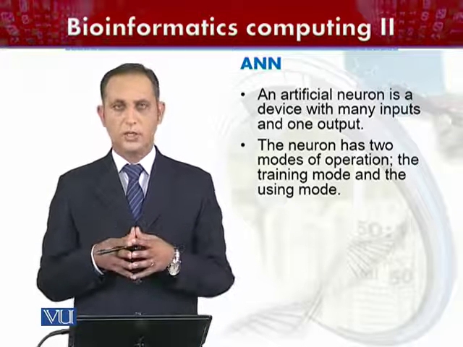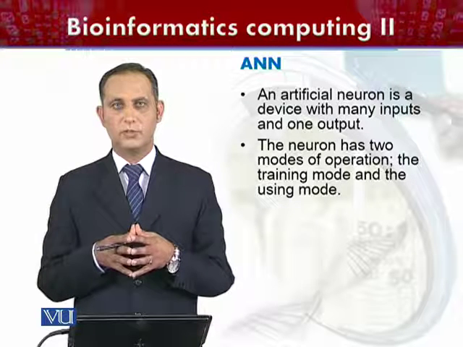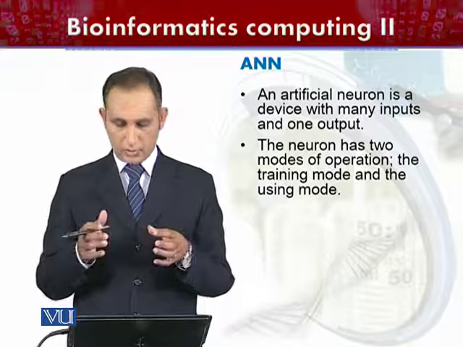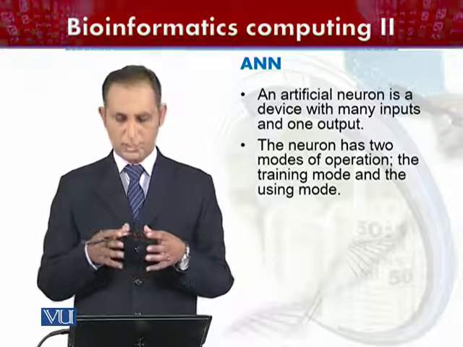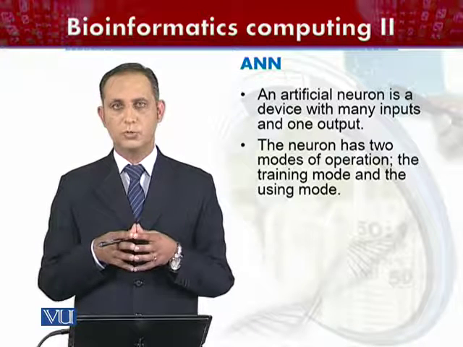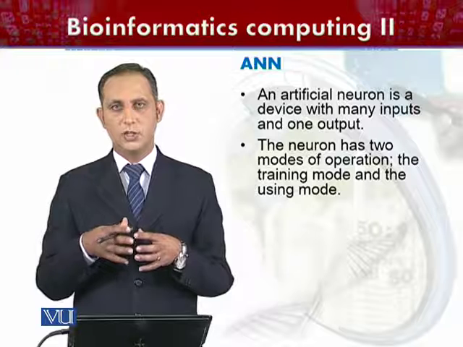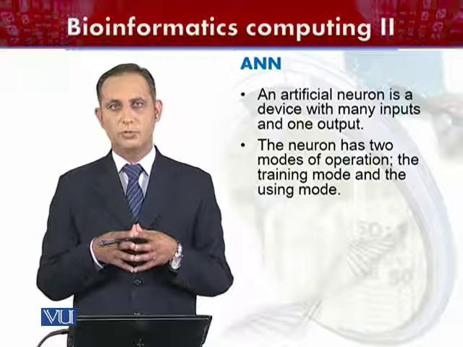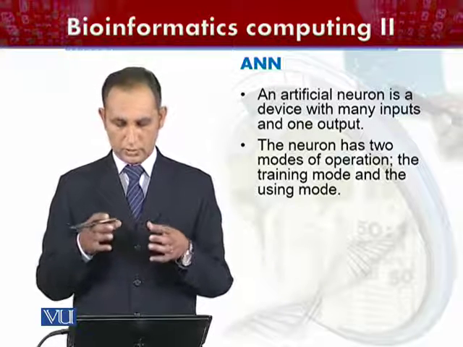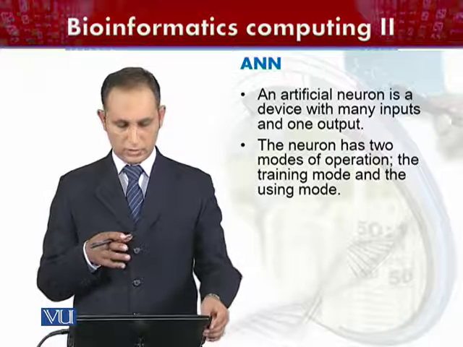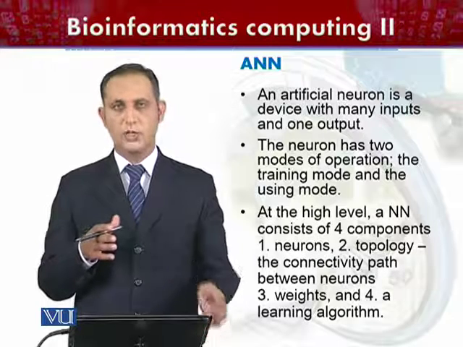The artificial neuron has 2 modes of operation. One mode is the training mode, and the other mode is the using mode. So an artificial neuron will have 2 modes of operation, the using mode and the training mode.